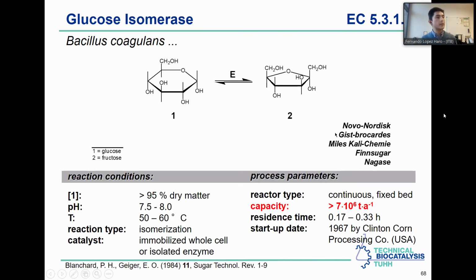Another example is glucose isomerase. We use it for the production of high fructose corn syrup, starting from glucose. Fructose is sweeter than glucose, and it is often used as a sweetener, but also as a preserving agent for a lot of food items.